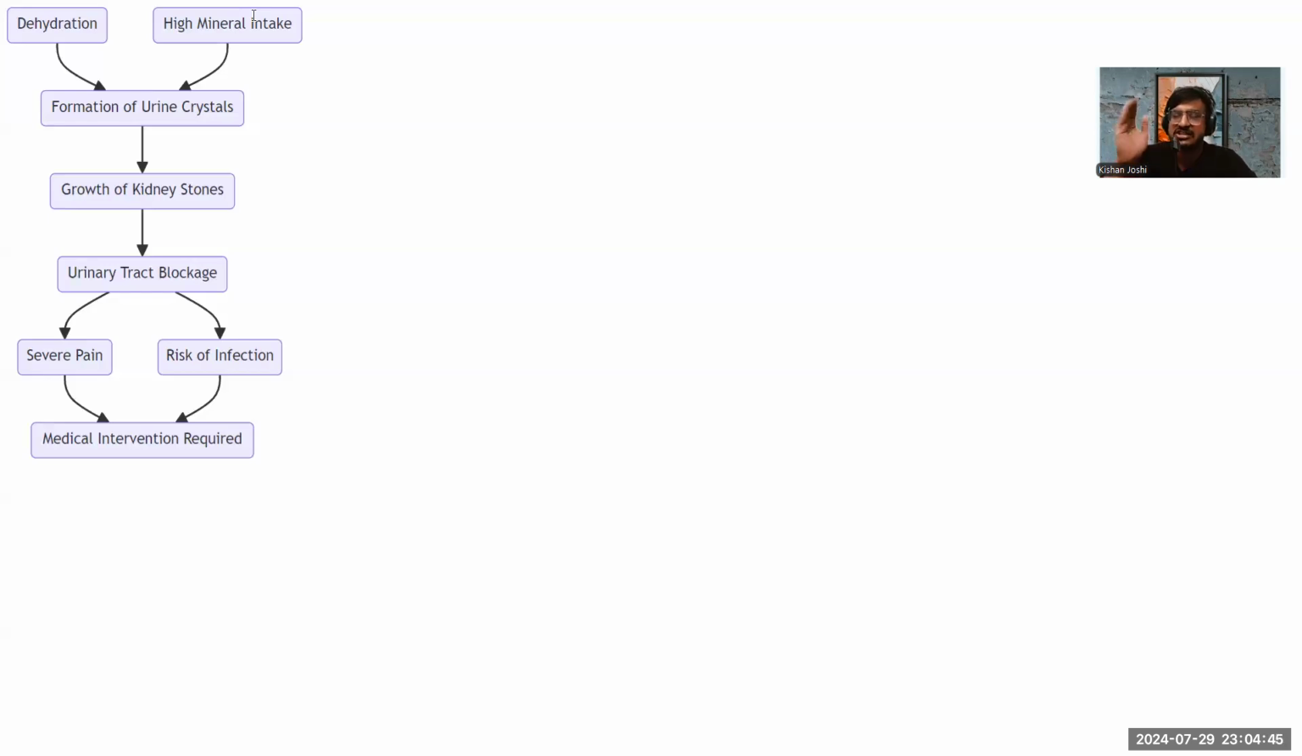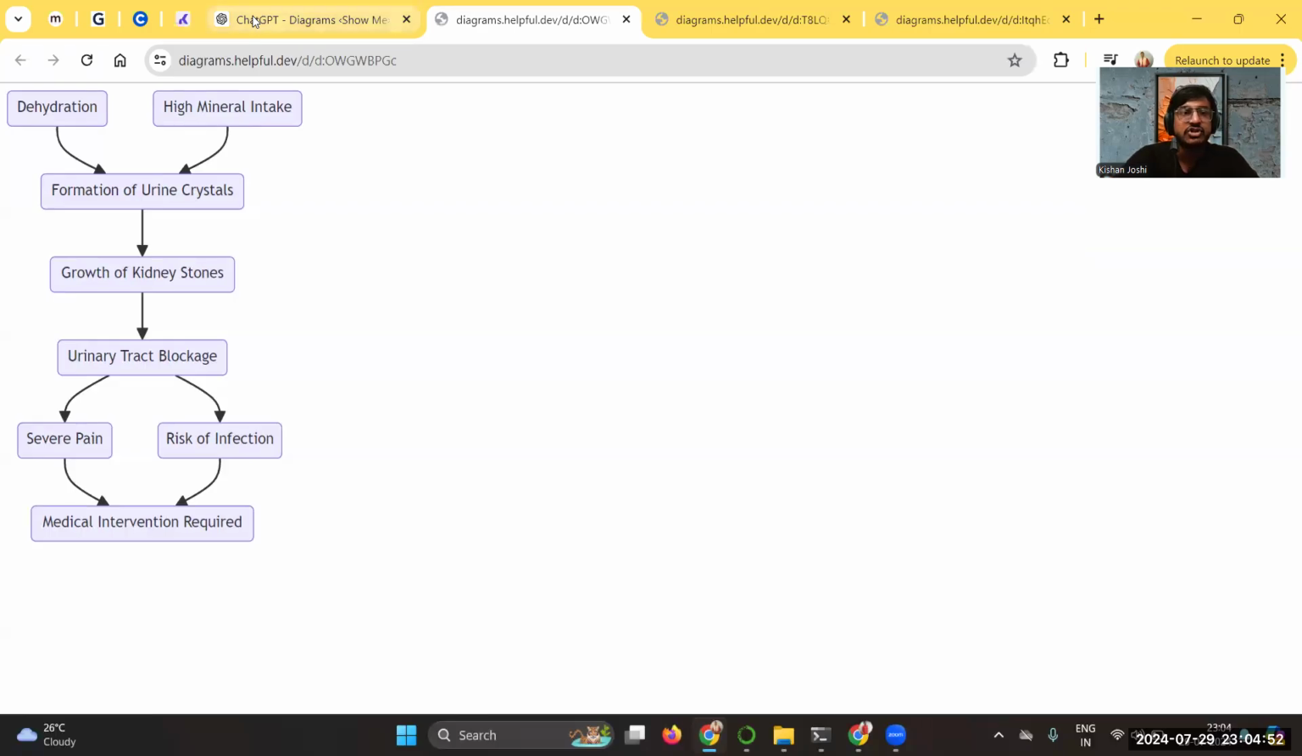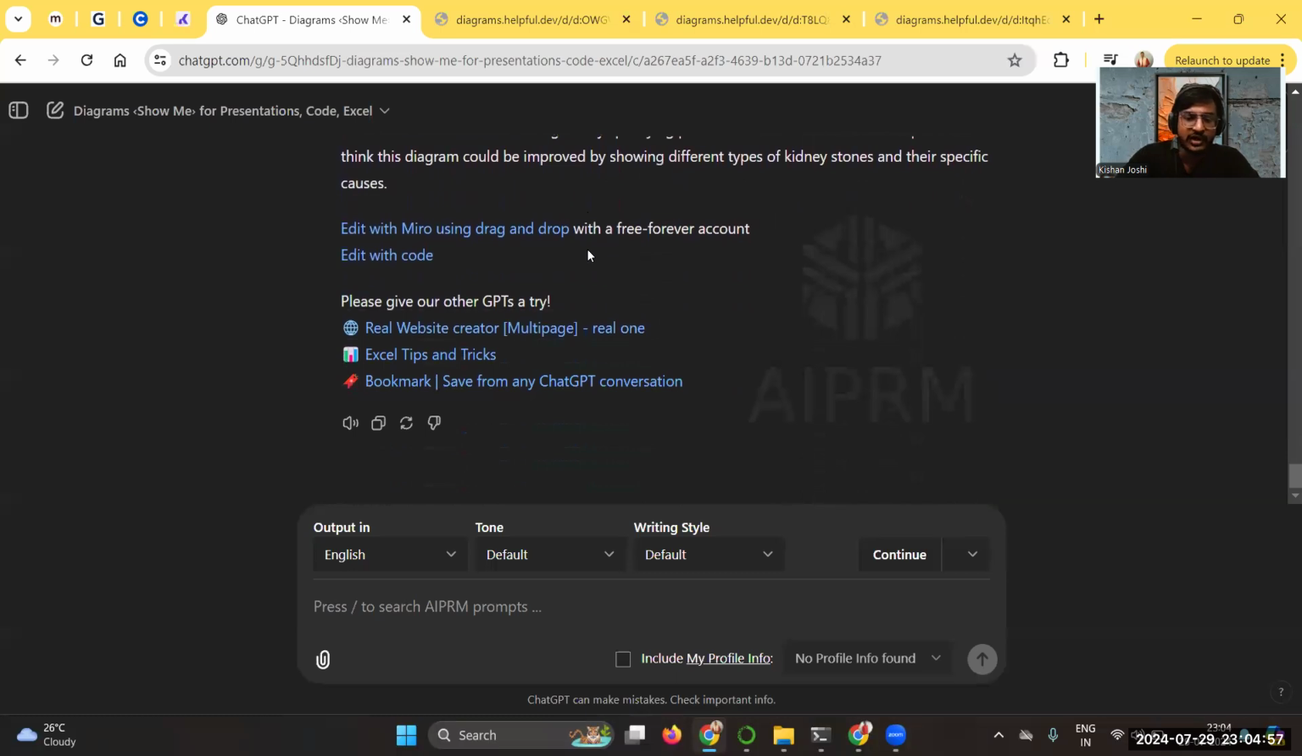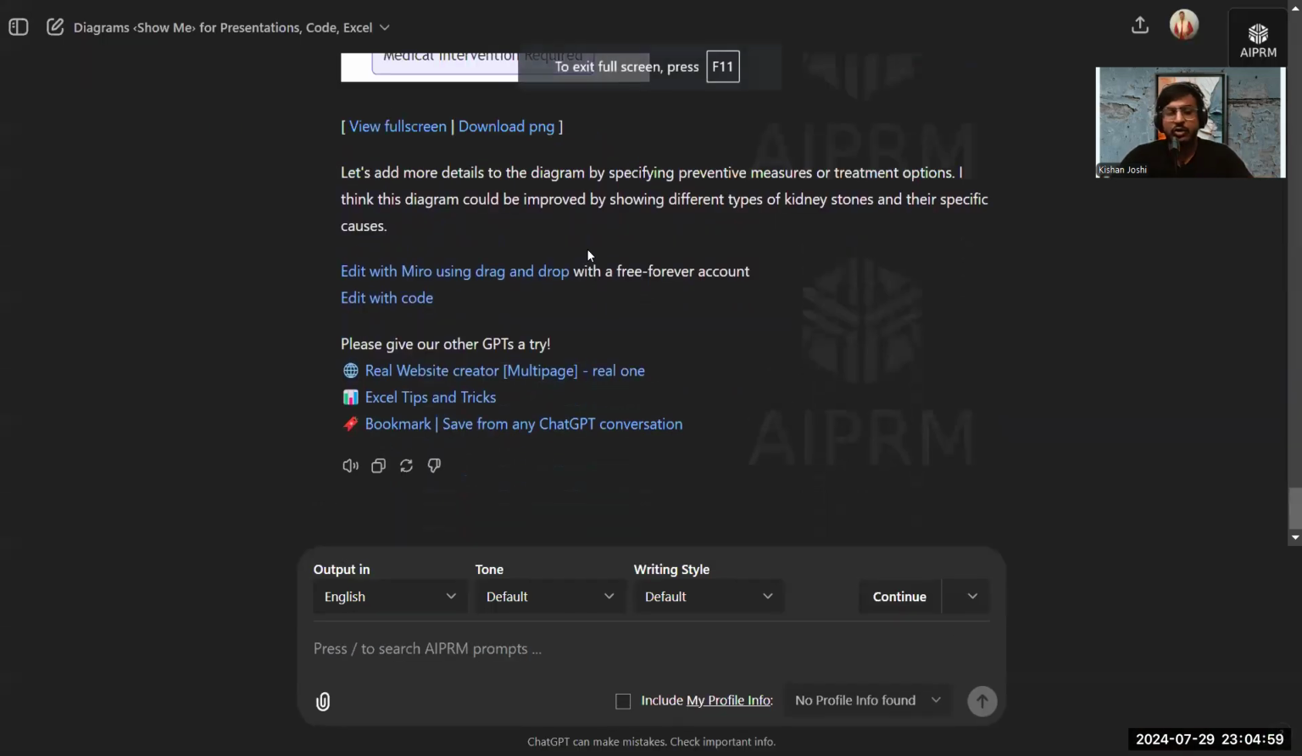So the entire cycle is elaborated by ChatGPT's Show Me function. This is the great thing about ChatGPT. I love it. I literally love it. Okay, do you want to understand any more process?